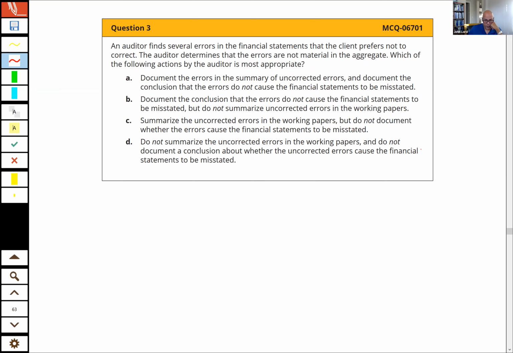Do not summarize uncorrected errors in work papers and do not document the conclusion about whether the uncorrected errors cause the financial statements to be misstated. So where's your support for your opinion if you do that? Summarize the uncorrected errors in the work papers, but do not document whether the errors cause the financial statements to be misstated, really? And then you're going to issue an opinion with no documentation of the conclusion about why there's no material misstatement for uncorrected errors. Document the conclusion that the errors do not cause the financial statements to be misstated, but do not summarize the uncorrected errors in the work papers. Okay. So just go ahead and make things up.